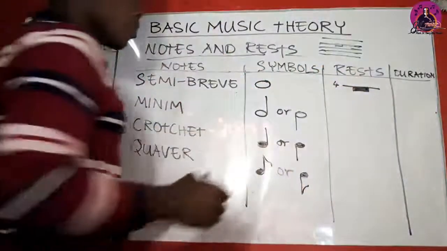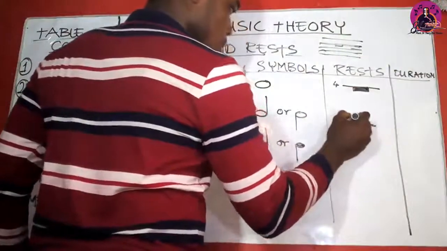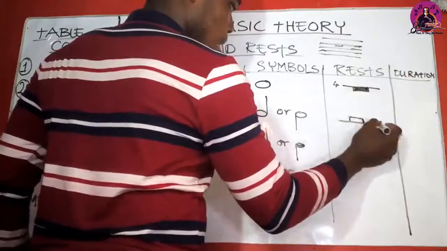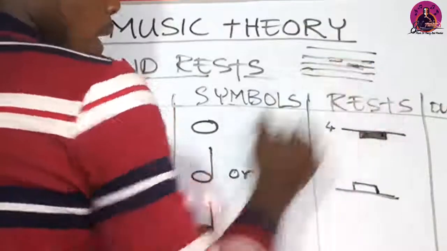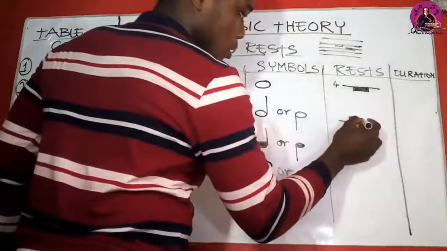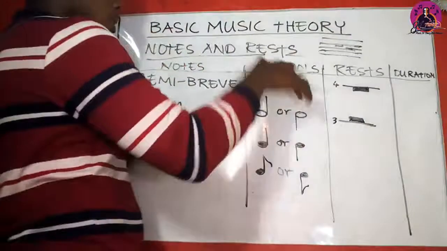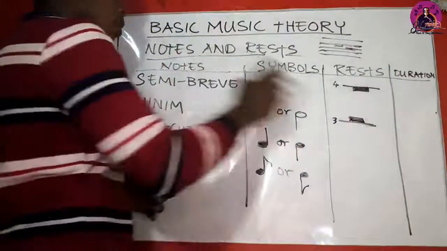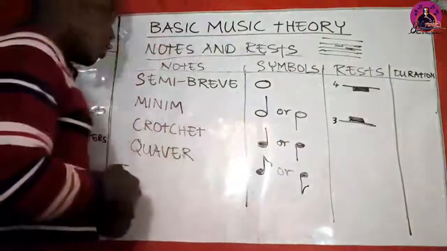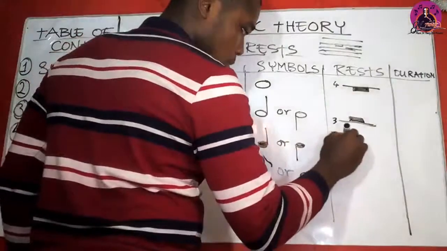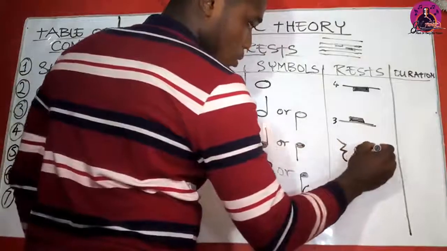The minim rest looks like the semibreve rest, but the difference is that the minim rest is on the third line of the staff, on this third line of the staff, like that. So it's also shaded. So this is line 3 on the staff. Line 4 on the staff has the semibreve rest hanging down, facing downward. Line 3 on the staff has the minim rest facing upward. Then the crotchet rest looks like this, or it looks like this.